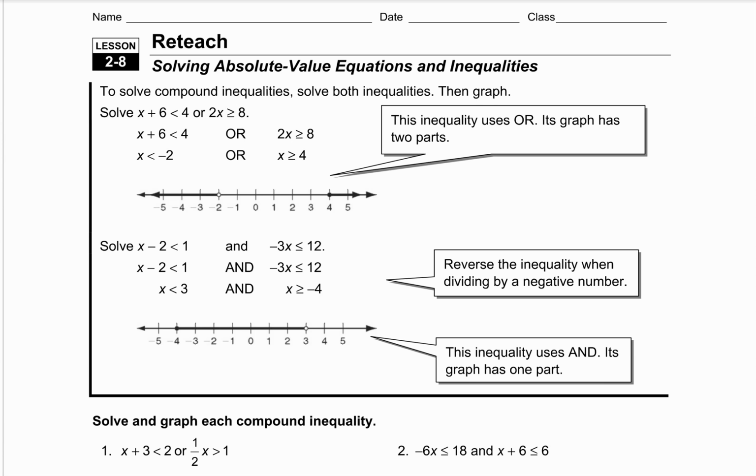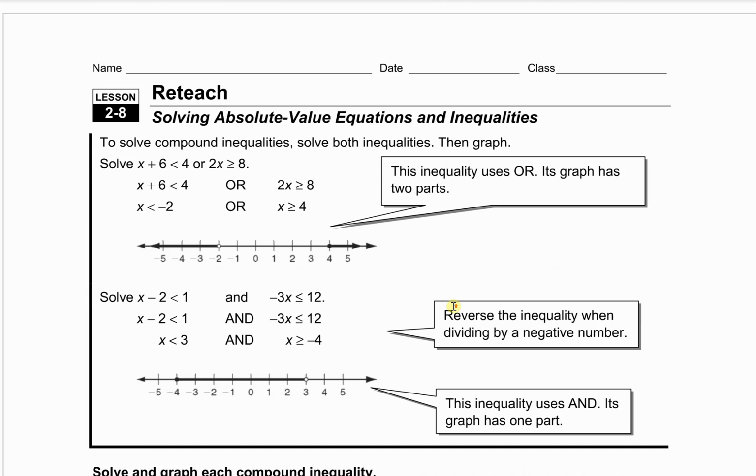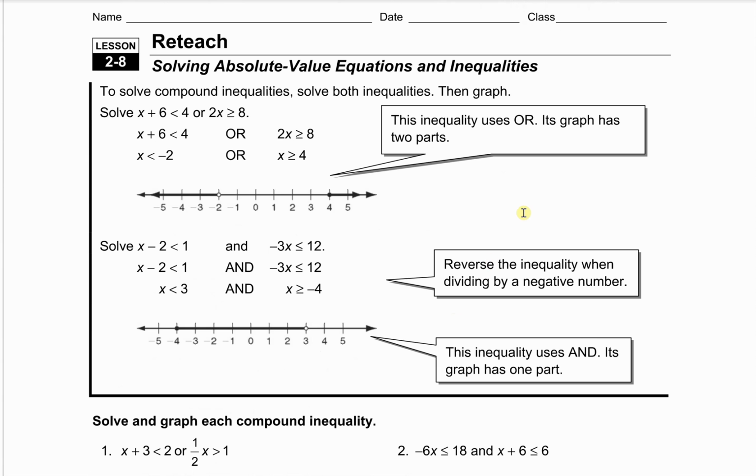This time we're talking section 2.8. We're going to solve, well, it's called solving absolute value equations and inequalities. We're going to work on compound inequalities today, and in the next video we'll talk about absolute value stuff. So what we're talking about today, like I literally just said, is compound inequalities.